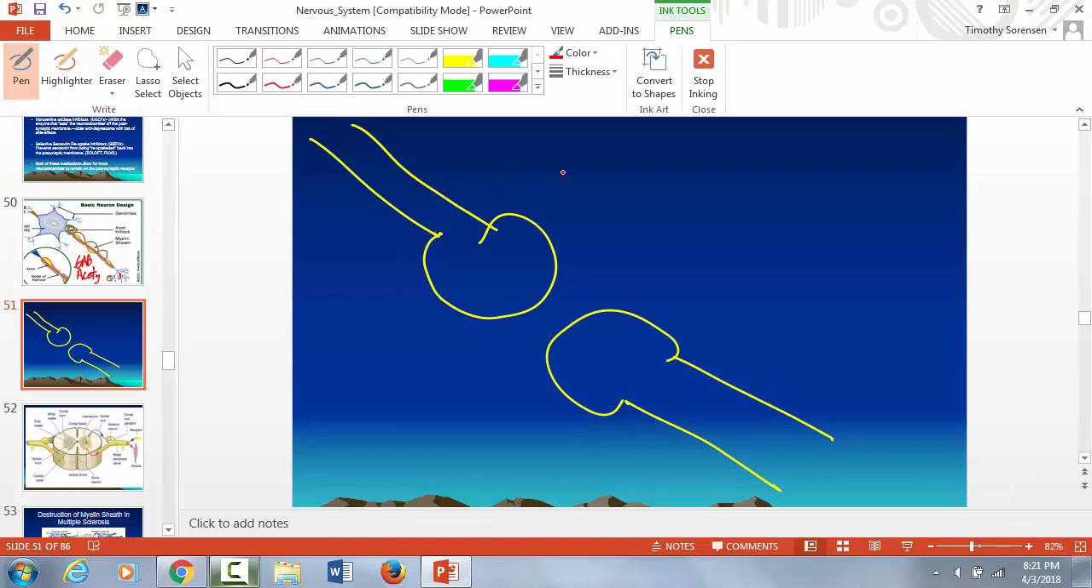Okay, watch. Guys, this is the axon. So this would be the dendrite. Are you with me? Now, what's stored in the axon knob? Neurotransmitter, right? What's embedded in the dendrite? Neurotransmitter receptors. You got me?